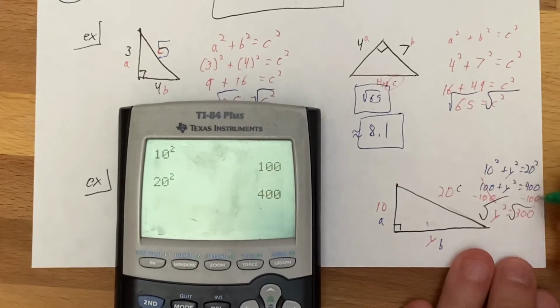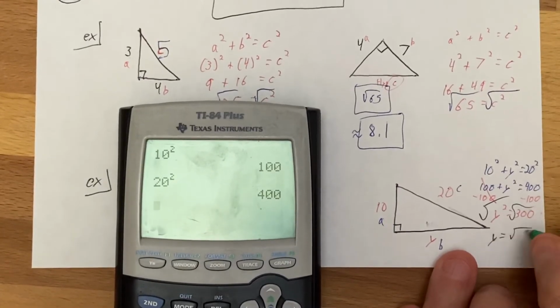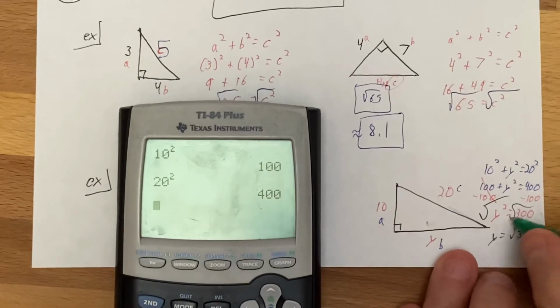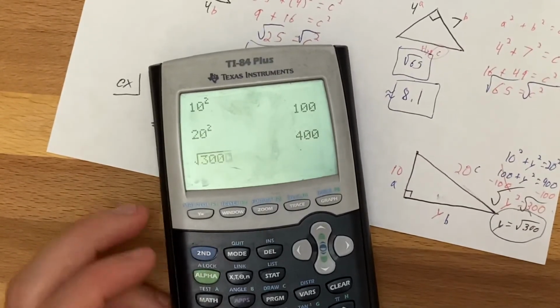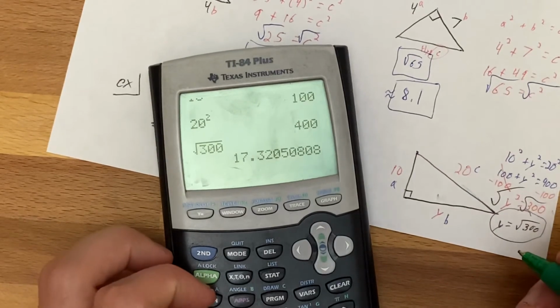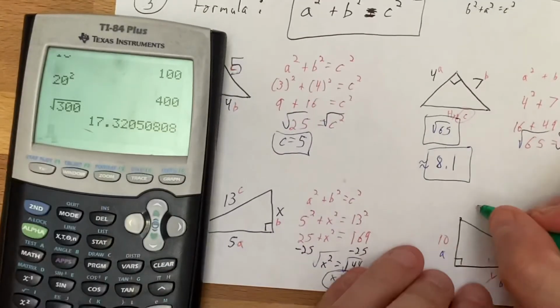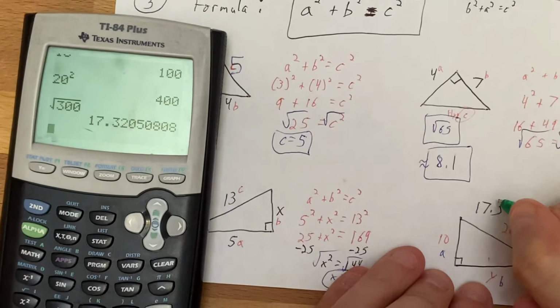Square root both sides, and you get y is equal to the square root of 300, which maybe it's an answer. Square root of 300 is approximately 17.3. So I could also put 17.3.